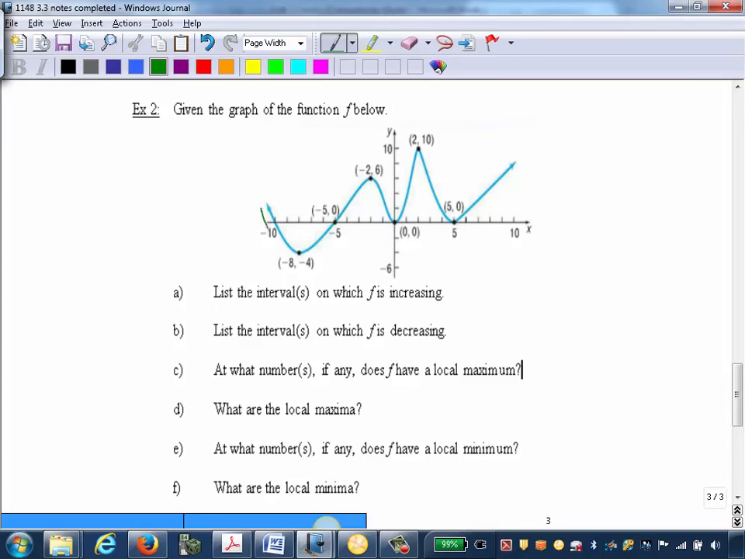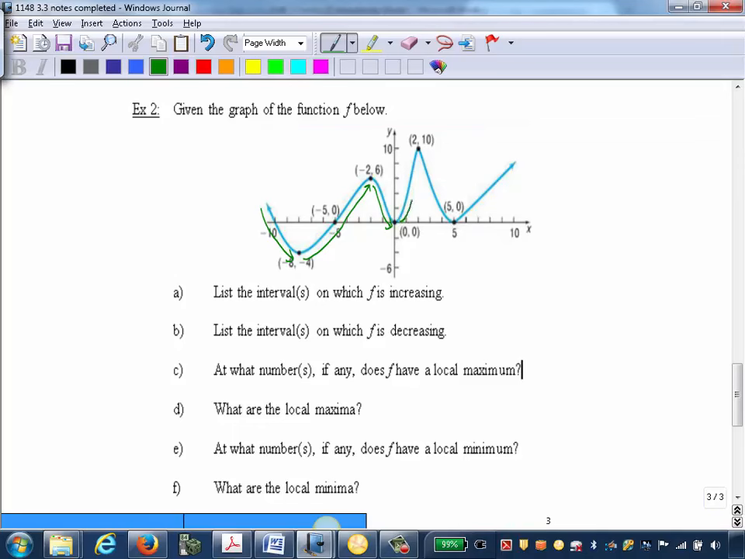So I'm going to draw a down arrow until we hit that dip in the graph, that local minimum, -8, -4. Then as I start to move to the right, the graph starts to increase. I'm going to draw an up arrow until I hit this peak in the graph at -2, 6. That's a local max. Now I'm going to draw my down arrow as I continue to the right. The graph decreases, falls until it hits 0, 0, that local min.